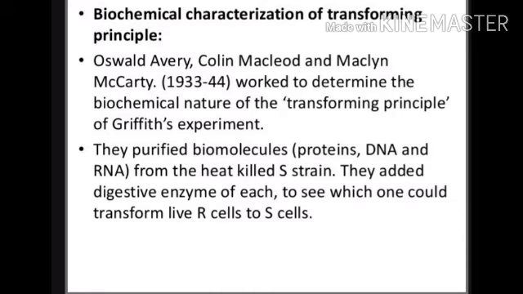There were scientists Avery, MacLeod and McCarty who in 1933 to 44 worked to determine the biochemical nature of the transforming principle of Griffith's experiment. So what they did, they purified biomolecules like proteins, DNA, RNAs from heat-killed S strain, and they added digestive enzymes of each to see which one could transform live R cells to S cells. Digestive enzymes for the protein, DNA and the RNA.